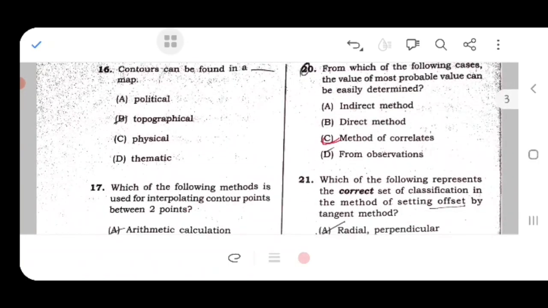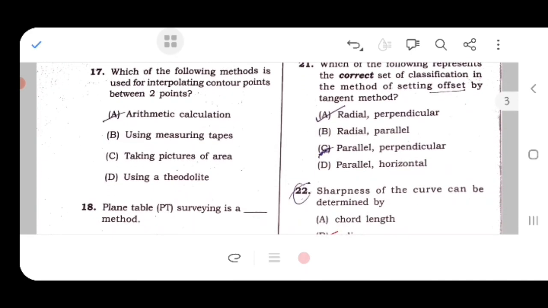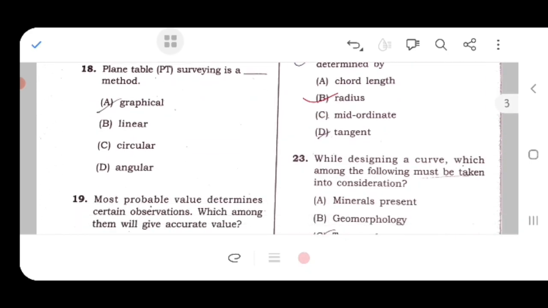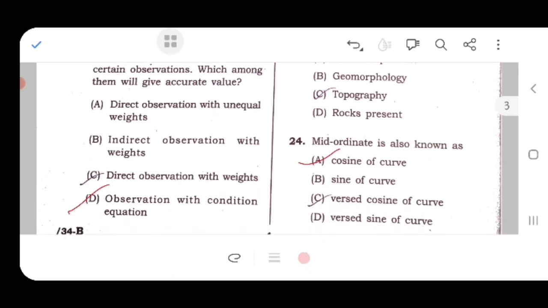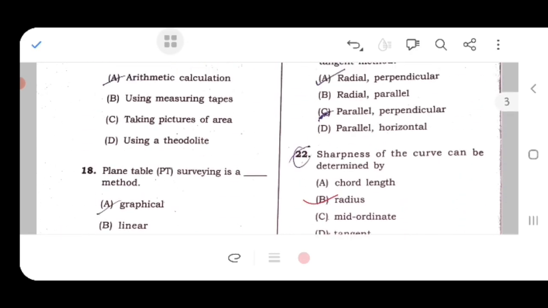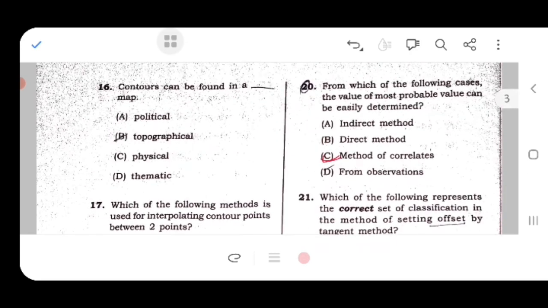Contour can be found in a topographical map. Which of the following methods is used for interpolating contour points between 2 points? Arithmetical calculation. Plane table surveying is a graphical method. Most probable value determines certain observation. Which among them will give accurate value? Observation with condition equation. Next question. In which of the following cases can the most probable value be easily determined? Method of correlates.